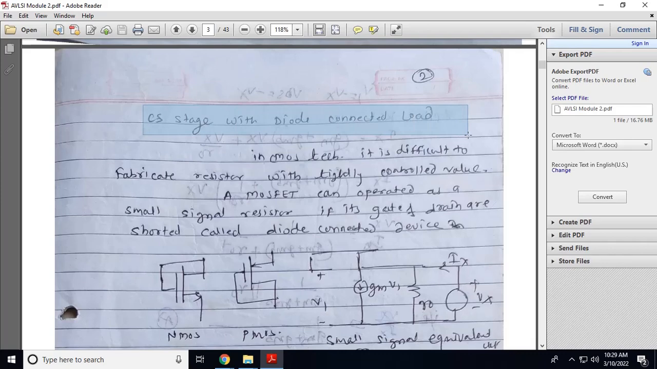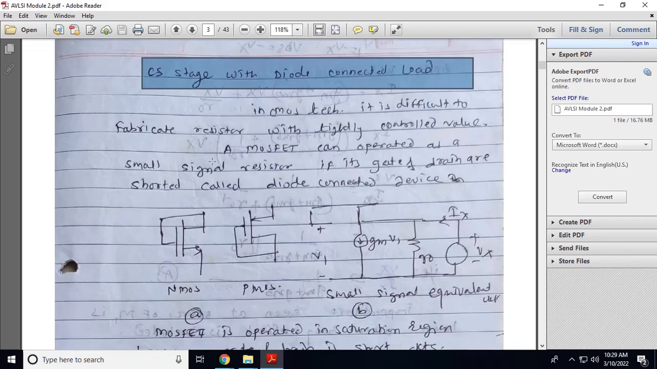Second configuration: a common source stage with a diode connected load. In CMOS technology, it is very difficult to fabricate a resistor with a fixed value. So instead of using a resistor as a load directly, we can go with a diode connected device, which can act as a resistor, and which can act as a load for a common source amplifier.